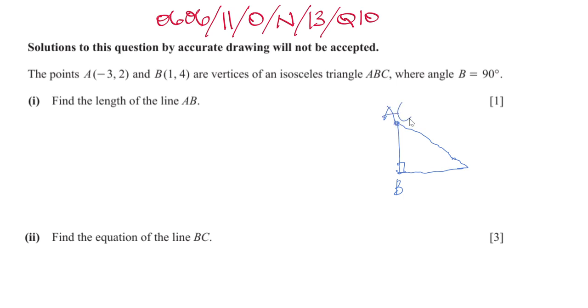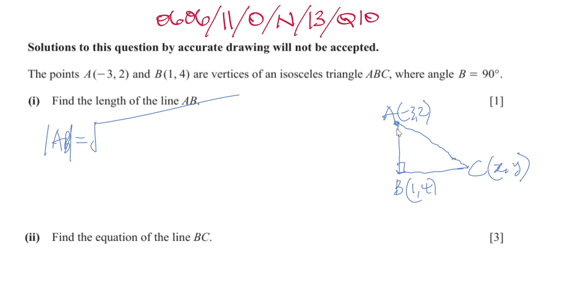Coordinate of the point A is minus 3, 2. Coordinate of the point B is 1, 4. The coordinate of C is not given. Let it be x, y. Now, first question, we have to find the length of line segment AB. Finding the length of a line segment, from the formula, the square root of, we are dealing with A and B.